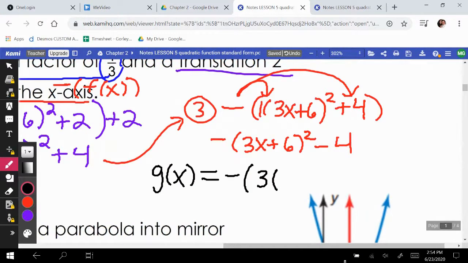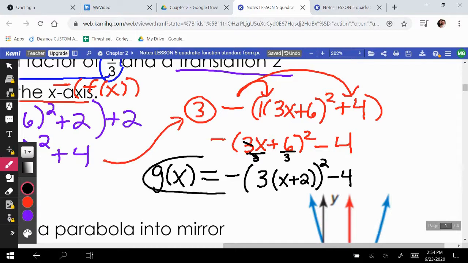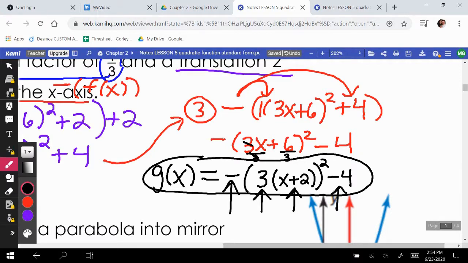If I take 3x and I divide it by 3, what's left? x. And if I take 6 and I divide out the 3, I would be left with 2. So that would be the best answer: -(3(x + 2))² - 4. Here I can clearly see the vertical reflection, the horizontal shrink by 1/3, left 2, and down 4. Because I'm moving the graph left 2 and down 4, my vertex would be (-2, -4).